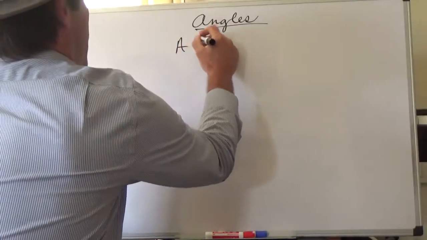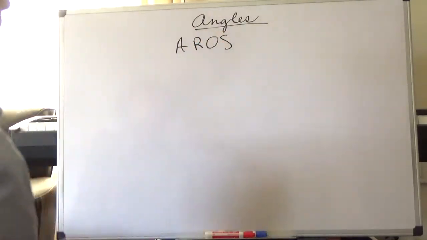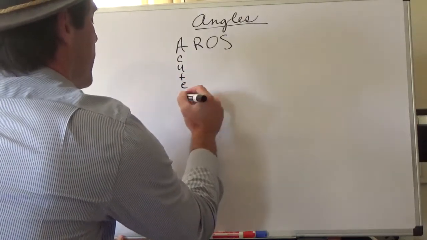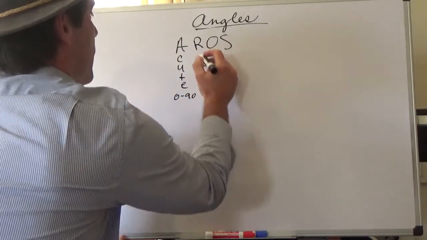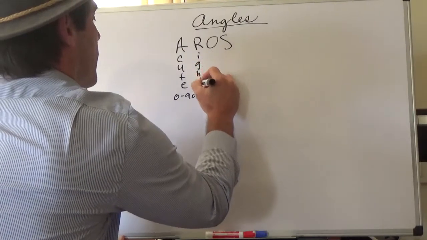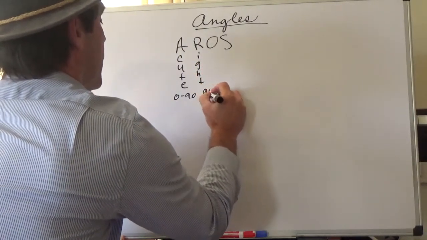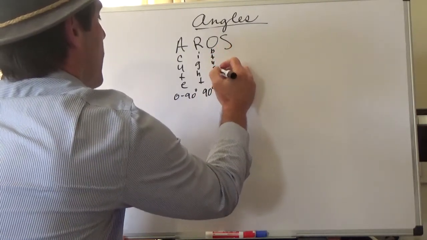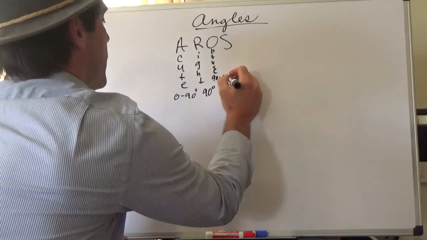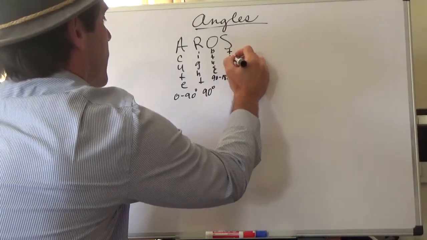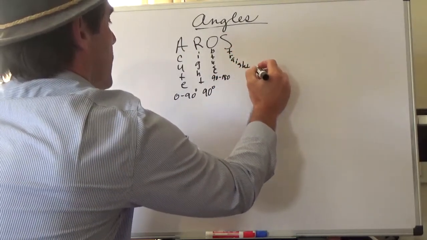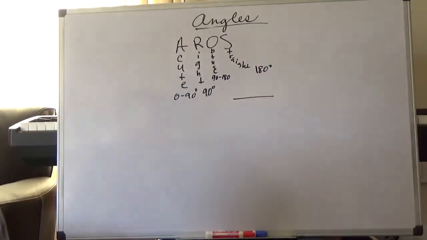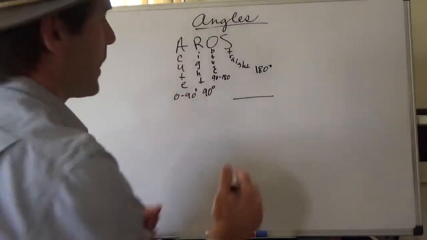You remember that acronym was AROS, and that stood for acute, which is between 0 and 90, right, which is exactly 90 degrees, obtuse, which is 90 to 180, and straight, which is exactly 180 degrees. That straight line is an angle of 180 degrees.